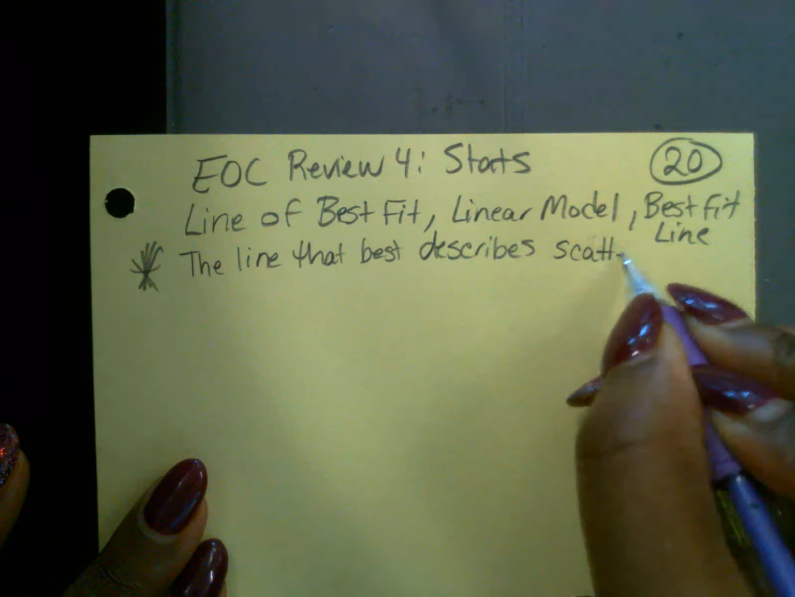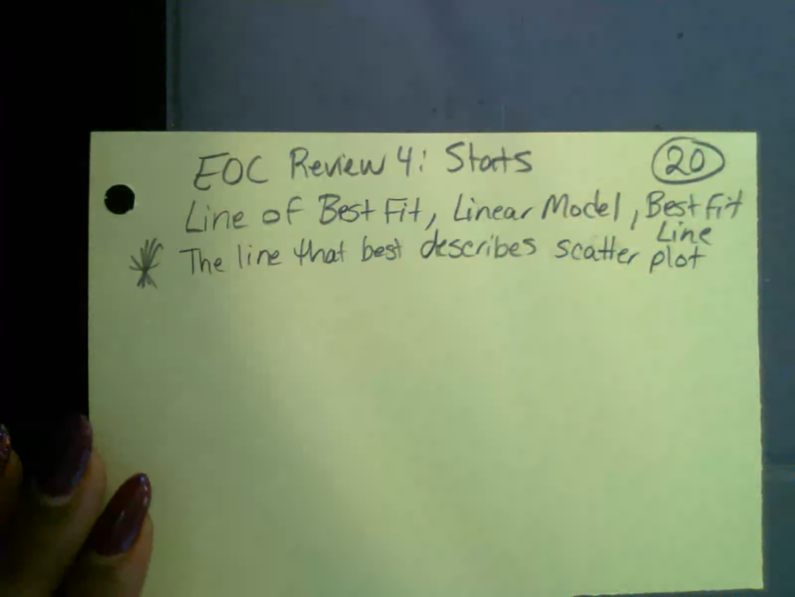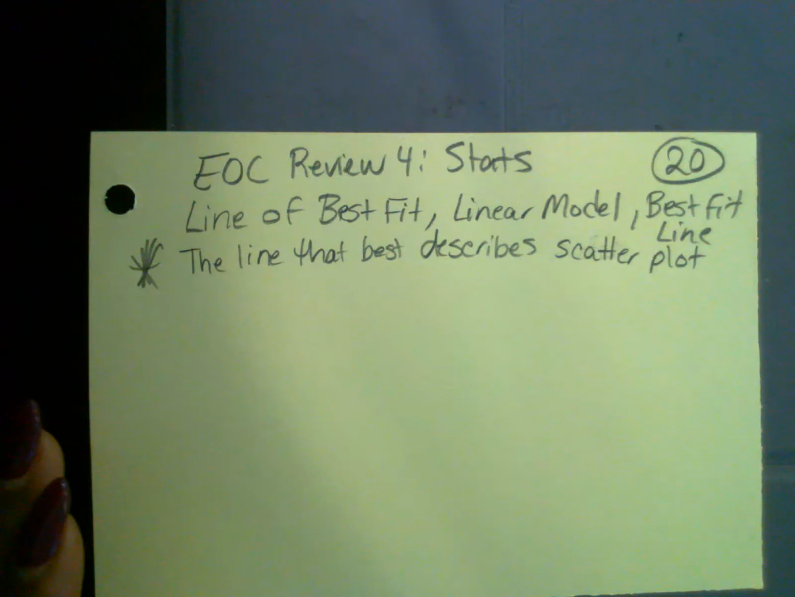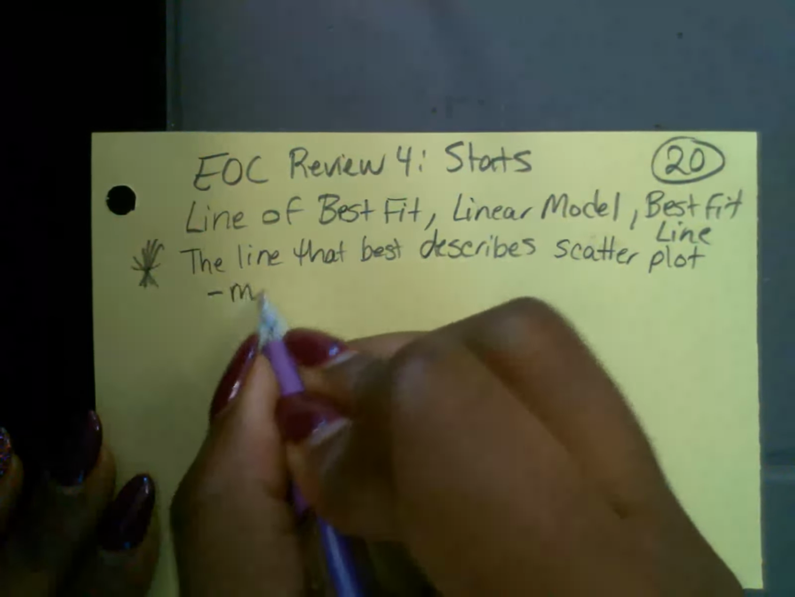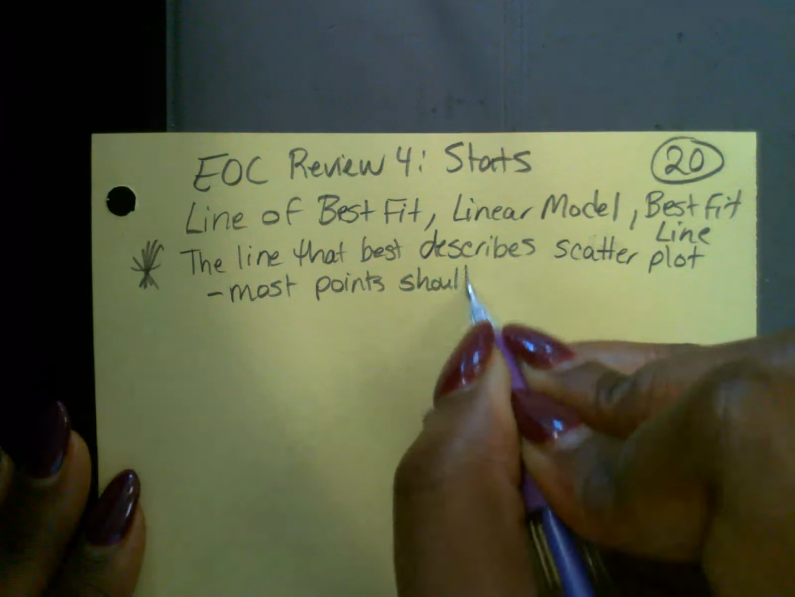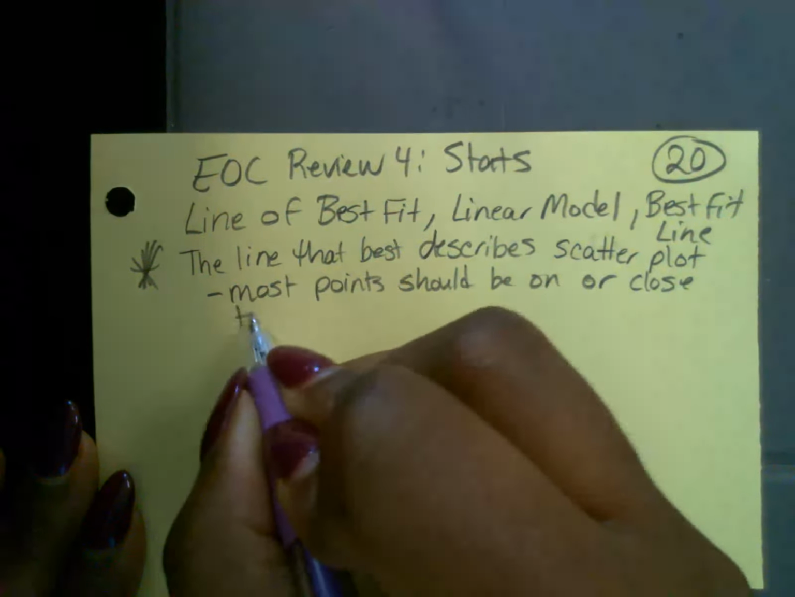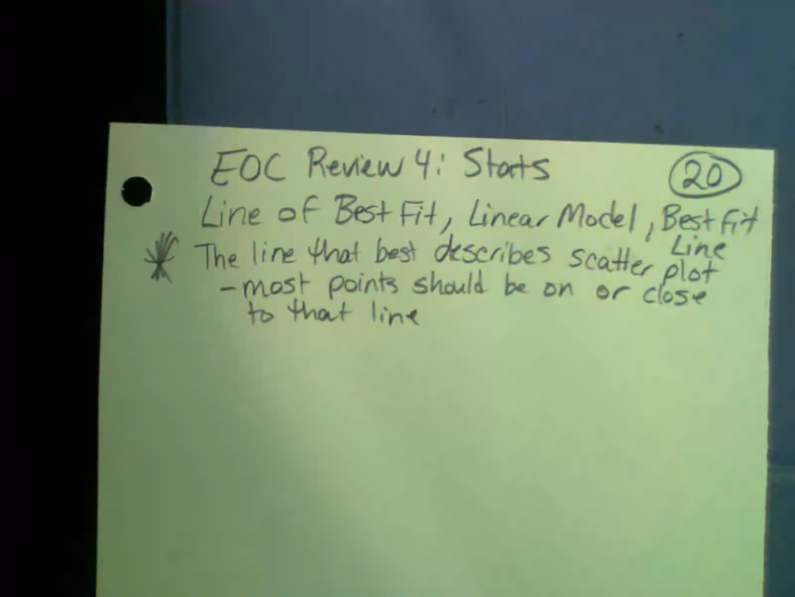The line that best describes the scatter plot. It's got to be going in the same direction as the points. And the line should be in the center of most of the points, I should say. Most of the points should be on or close to that line.